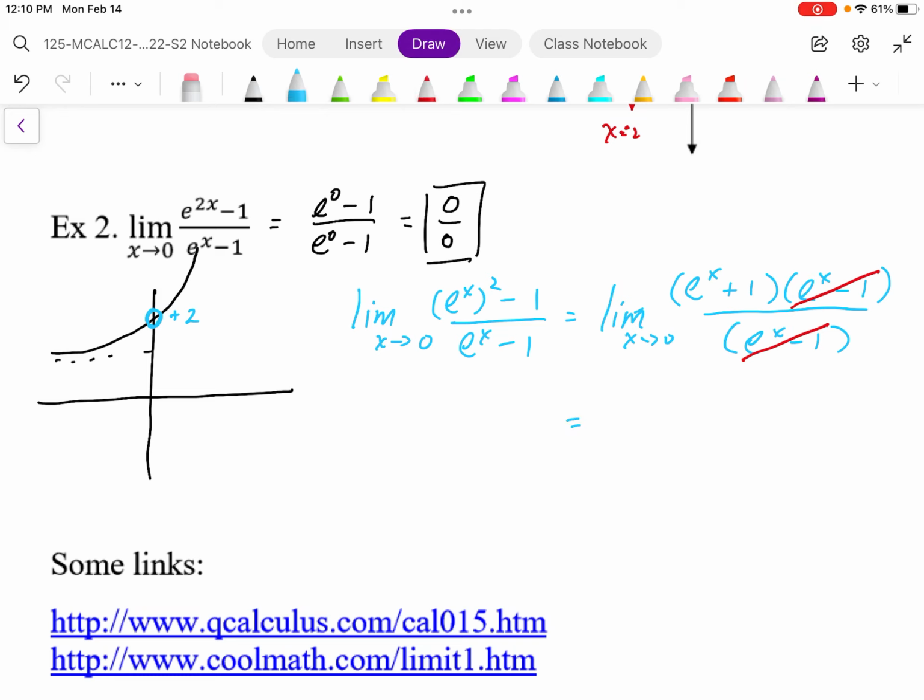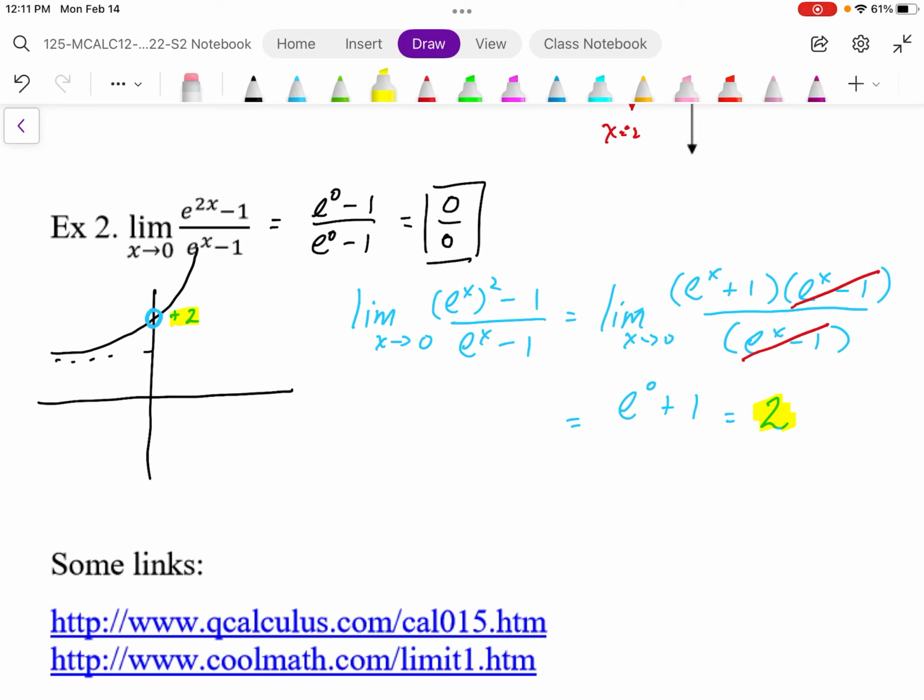So the process is essentially that we want to algebraically get rid of the divide by 0 and then plug in our limit. If I plug in 0, I get e to the 0 plus 1, which is the only expression left. e to the 0 is 1, plus 1, so I get the value of 2. And notice that algebraically, I have now generated the same value of the limit that I found by graph.